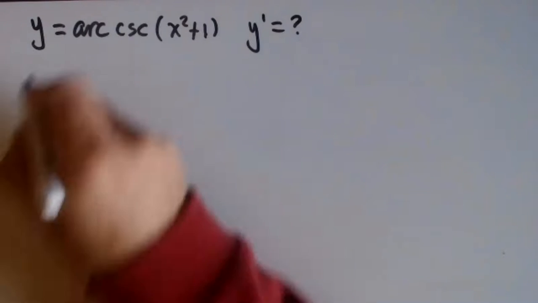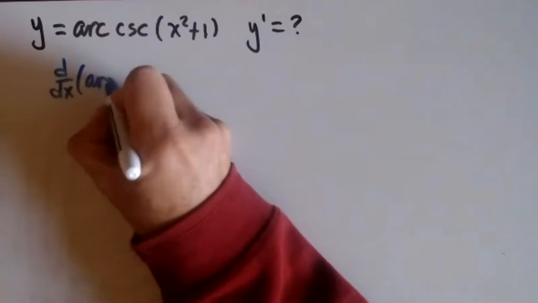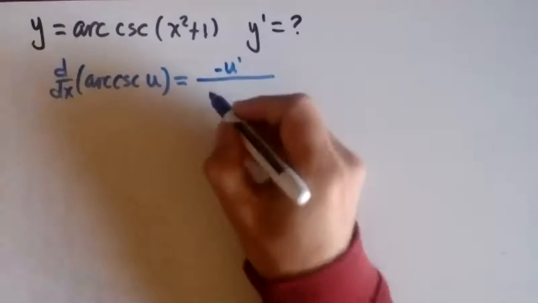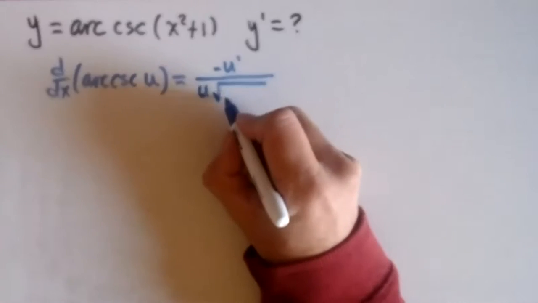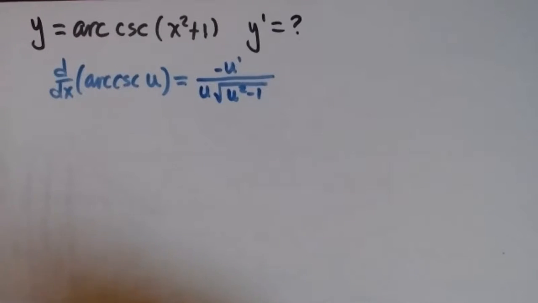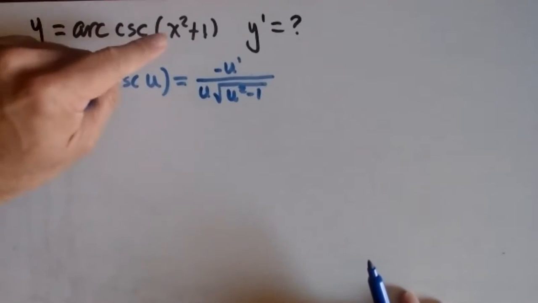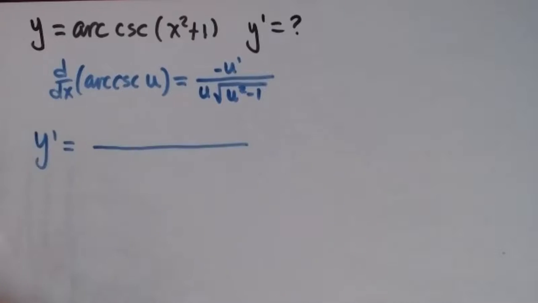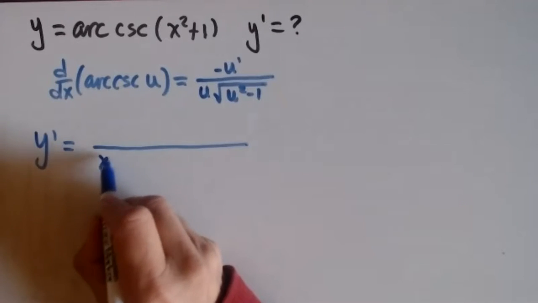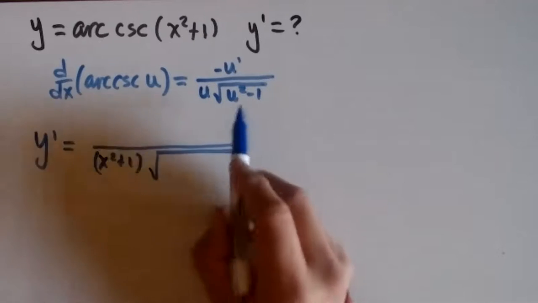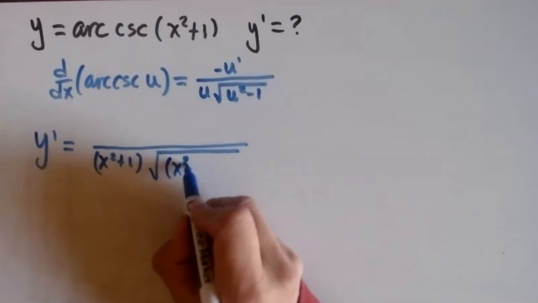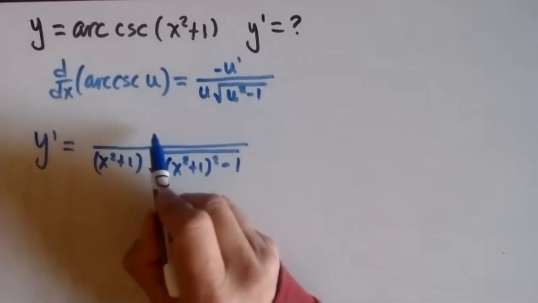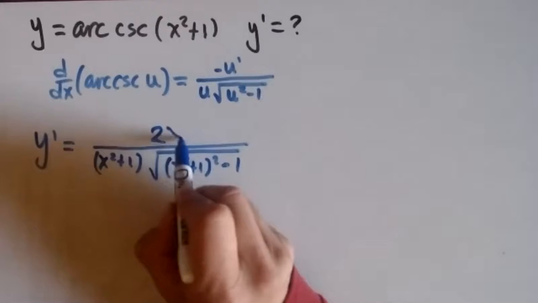Our formula, remember, is the derivative with respect to x of the arc cosecant of u is negative u prime at the top, and at the bottom u times the square root of u squared minus 1. So that's the formula we have to use. Now, you identify u as x squared plus 1, so these are the expressions you're going to put. So y prime is going to be a line, u is x squared plus 1, then you open the square root and put x squared plus 1 squared minus 1. And at the top, the derivative of x squared plus 1. The derivative of x squared is 2x, the derivative of the 1 is 0, so you have 2x.